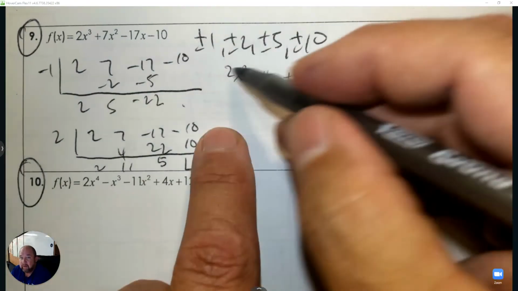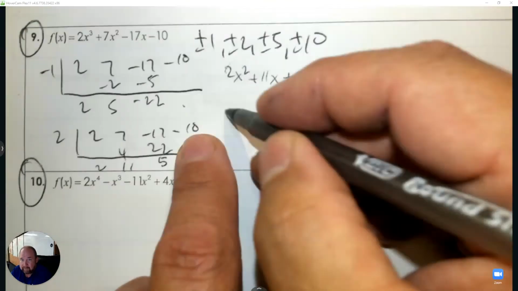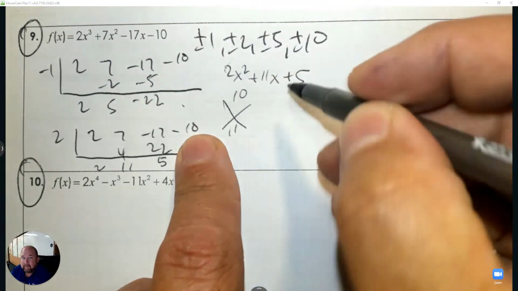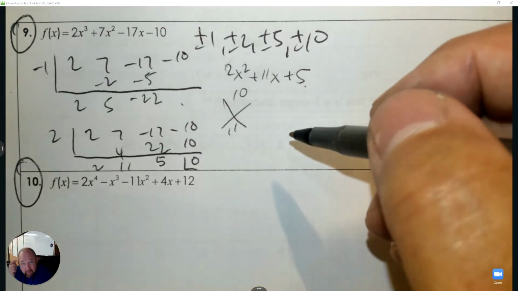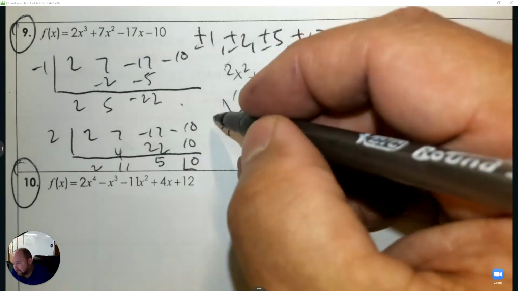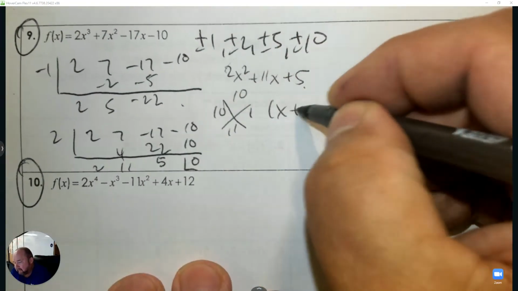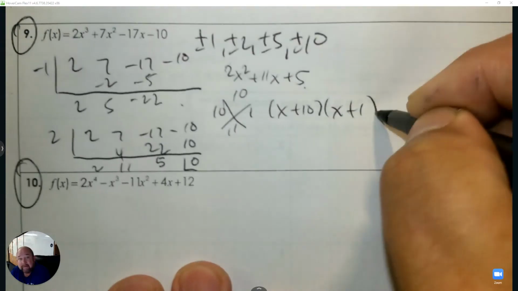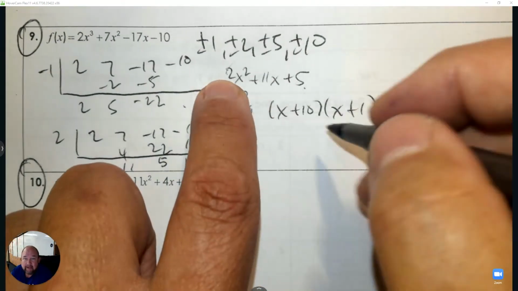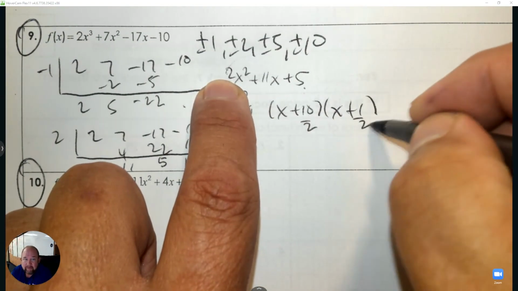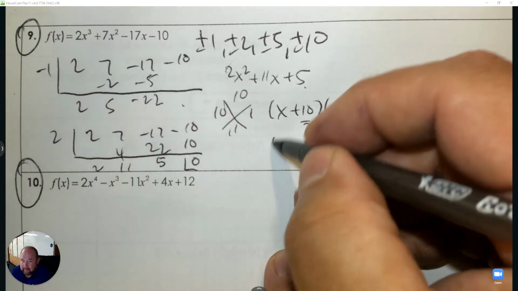Now, to factor this, we need to go the first number times the last number. That's 10. And then 11 underneath. What 2 numbers multiply to 10? Add to 11. So that's positive 10 and positive 1. We're not done yet. Then we divide by the first number. Both numbers get divided. And now we get our answer.